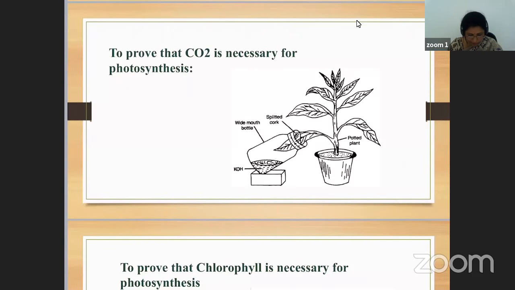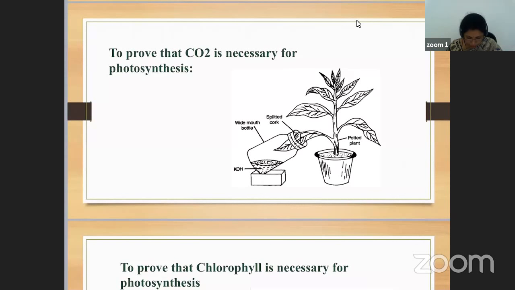I will repeat this activity again, children. The activity was to prove that oxygen is produced during photosynthesis. For this, we have taken twigs of hydrilla plant, and these twigs are placed in a beaker containing water. On the twigs, a funnel is kept, and on the stem of the funnel, a test tube is inverted. This setup is kept in sunlight for some time.